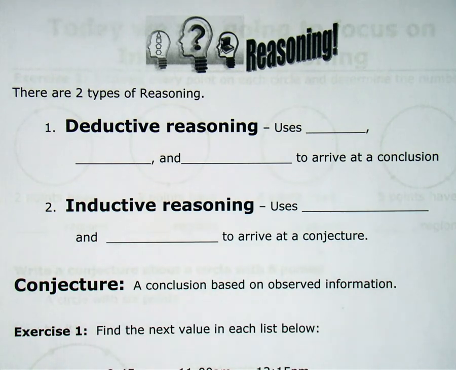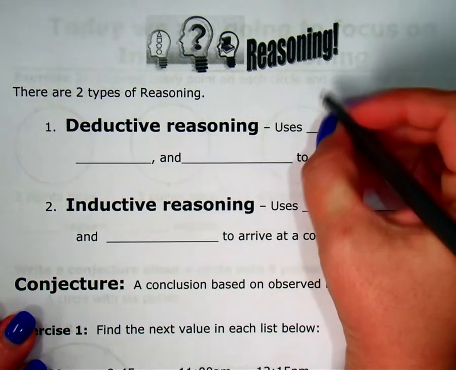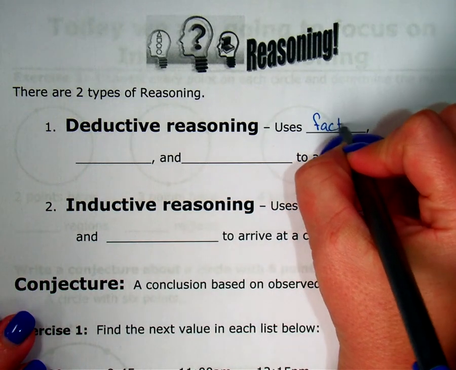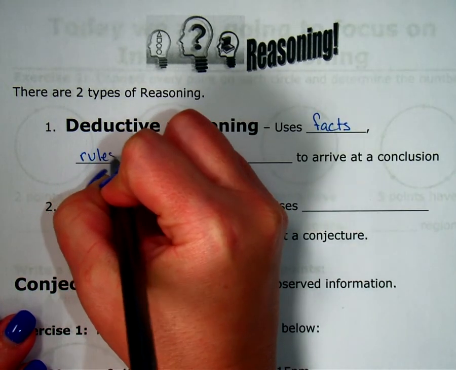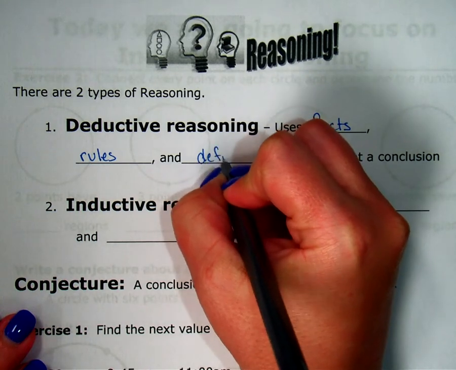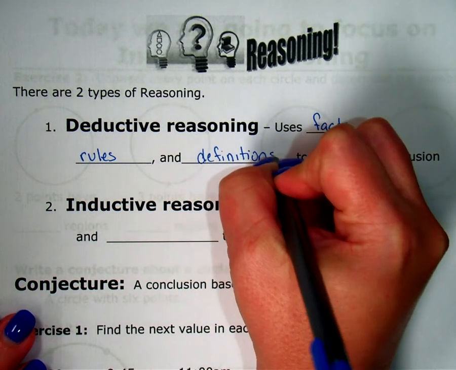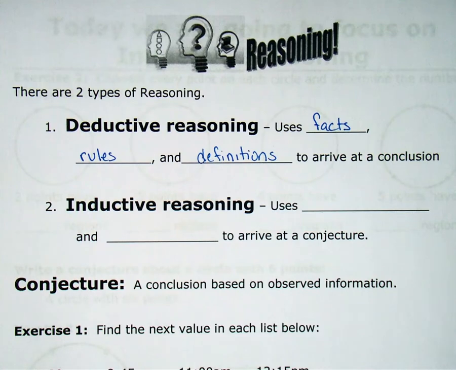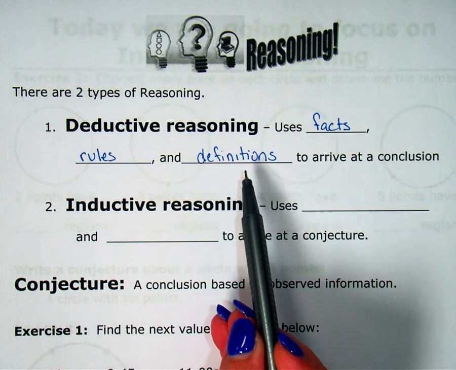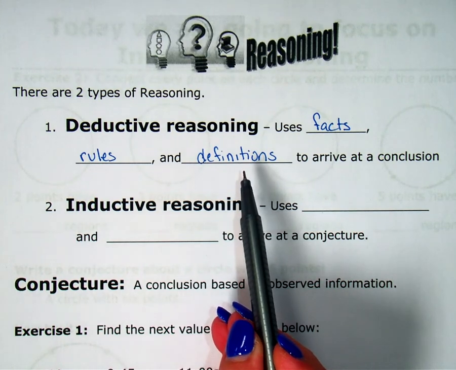There are two types of reasoning, deductive and inductive reasoning. Deductive reasoning uses facts, rules, and definitions to arrive at a conclusion. So for example, we know the definition of an acute angle is an angle that measures between 0 and 90 degrees. So we can use deductive reasoning to say an angle that measures 30 degrees is acute because we're using the definition to come to that conclusion that the angle is acute.